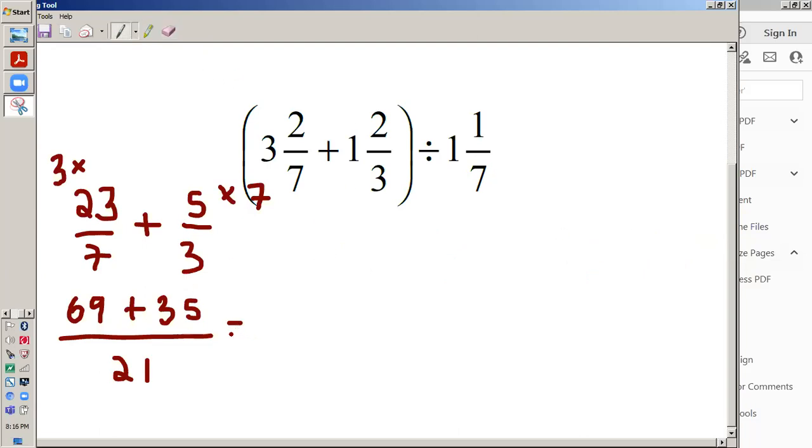So what is 69 plus 35? 104. And then we write it over the 21. So now when we work out this bracket, class, the answer is 104 over 21. Now we don't need to put it into a mixed fraction, because we haven't completed the question yet. But now it says divide by 8 over 7. Is everybody following me so far? Anybody lost?